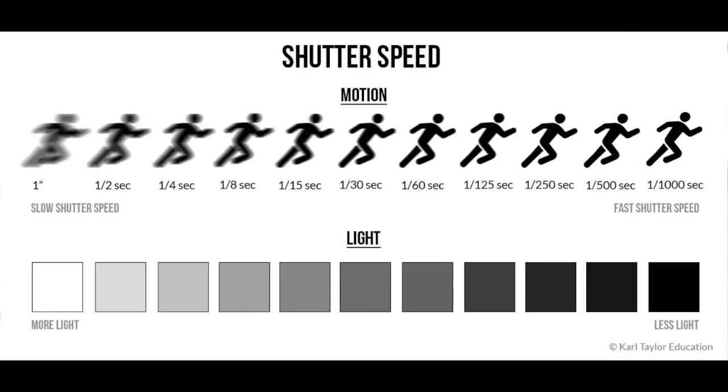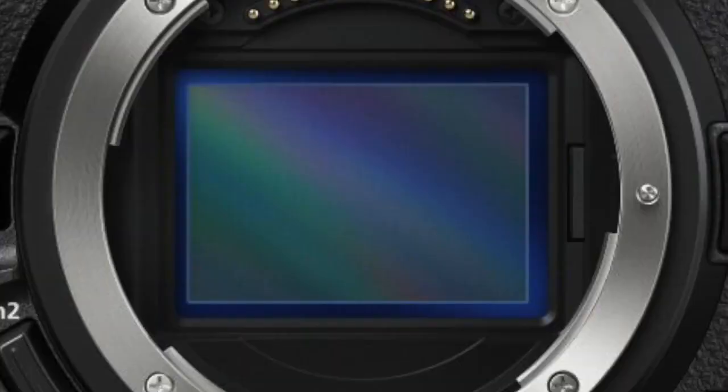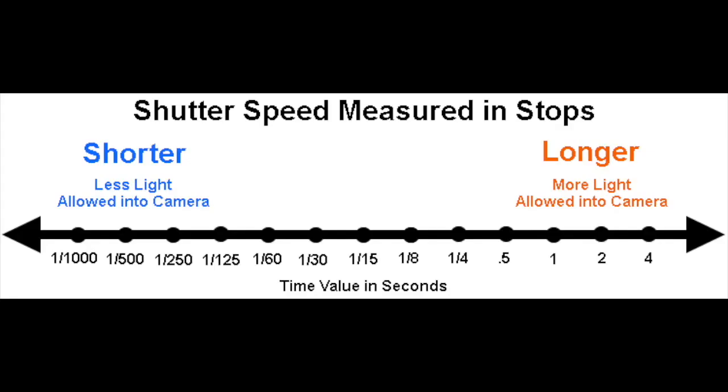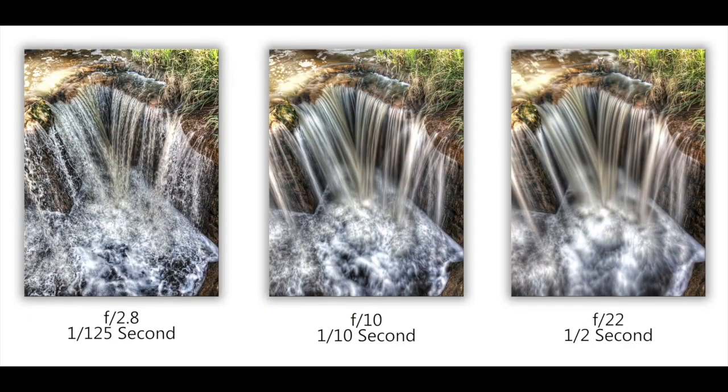Shutter speed refers to how long the shutter, which is found inside of the camera's body, is open. Shutter speed is a measurement of time. The longer the shutter is open, the brighter the photograph will be. This is because there's more time to let the light in. Also, the longer the amount of time the shutter is open, the more motion blur you'll have in your photo.